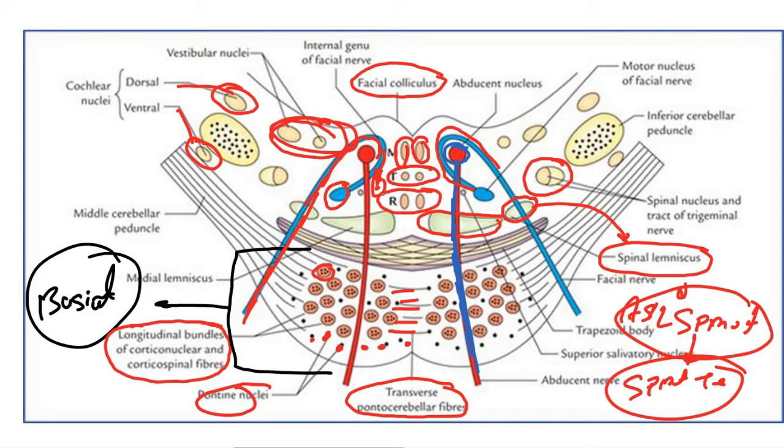So guys, if you're feeling confused about what these tracts are, go and watch my spinal cord video, because the spinal cord is a conceptual part, but the brain stem is simply the parts containing lots of structures, so there is nothing much to understand in the brain stem.